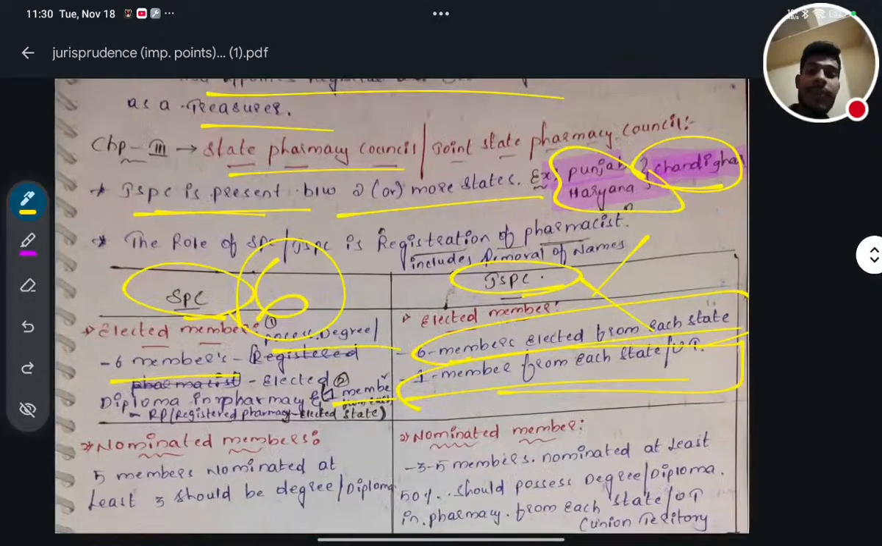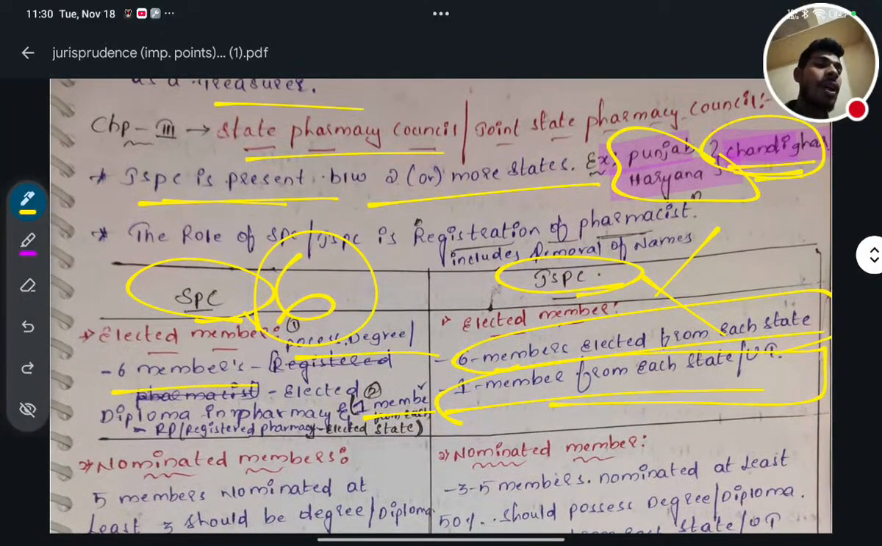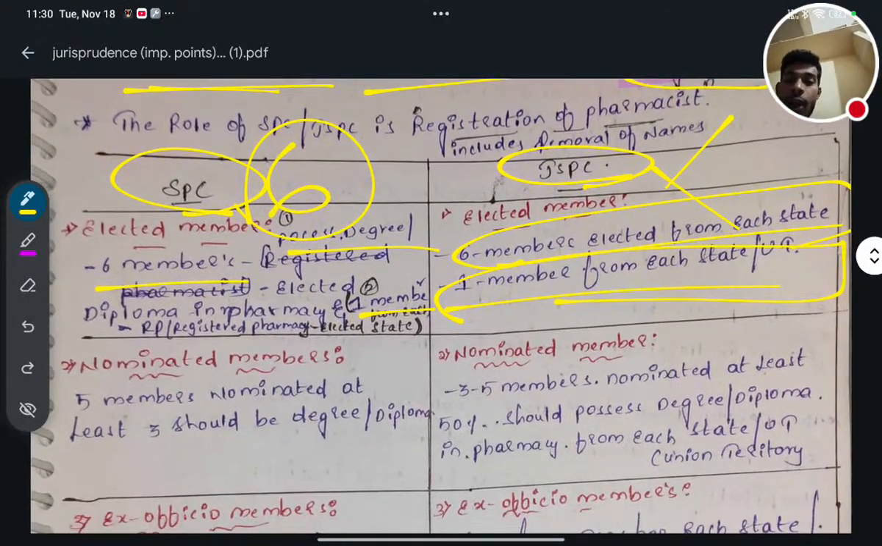In that case, if you see the state pharmacy council of Chandigarh, you will see 2 states. One is Punjab, one is Haryana. So 6 members should be from Punjab and the remaining 6 members should be from Haryana. Am I clear? Now, again you see, 1 member should be a registered pharmacist from the same state.